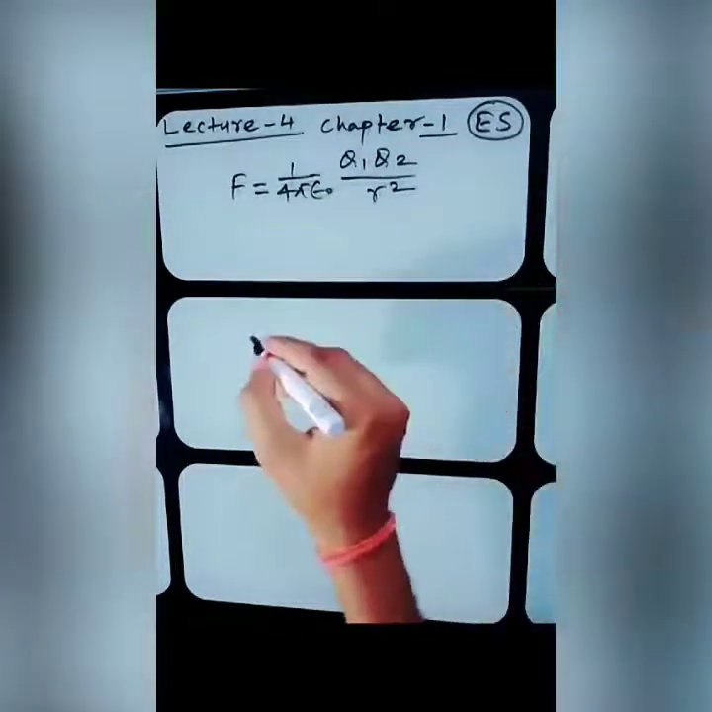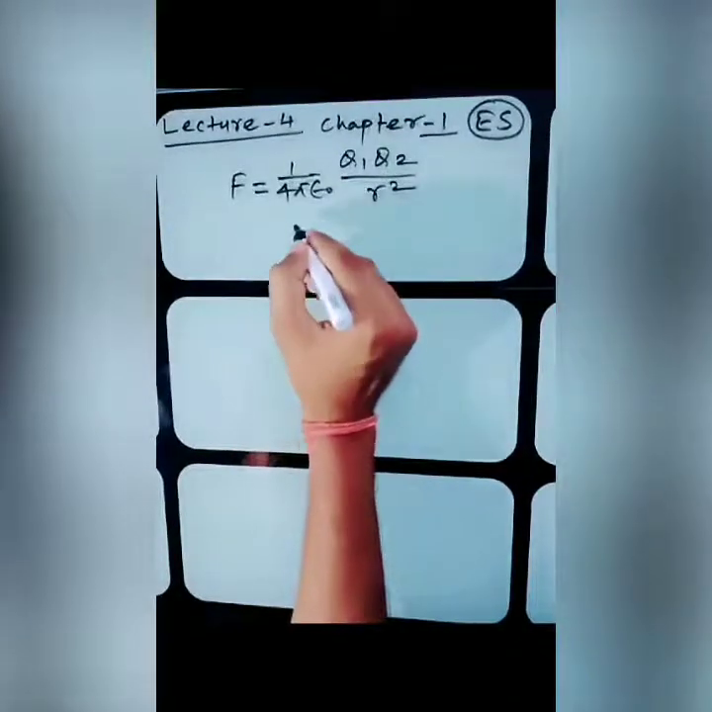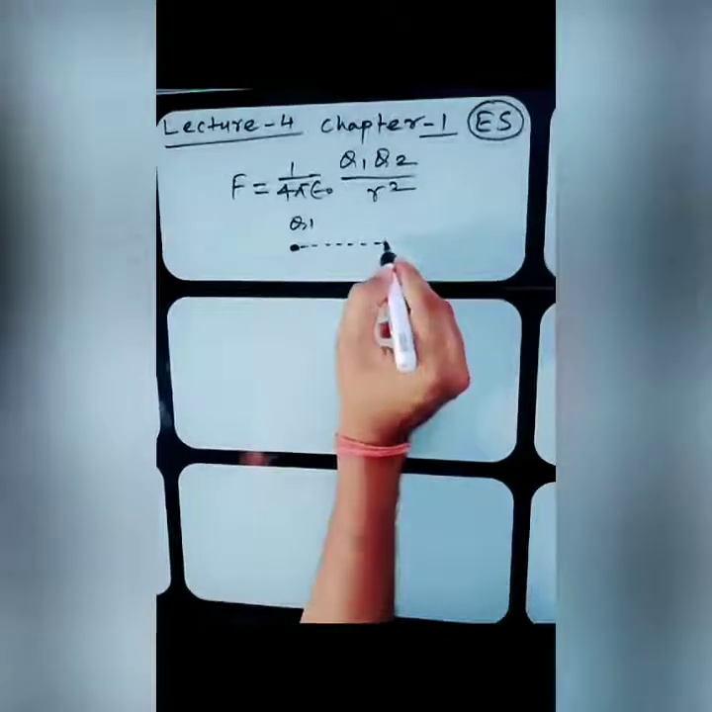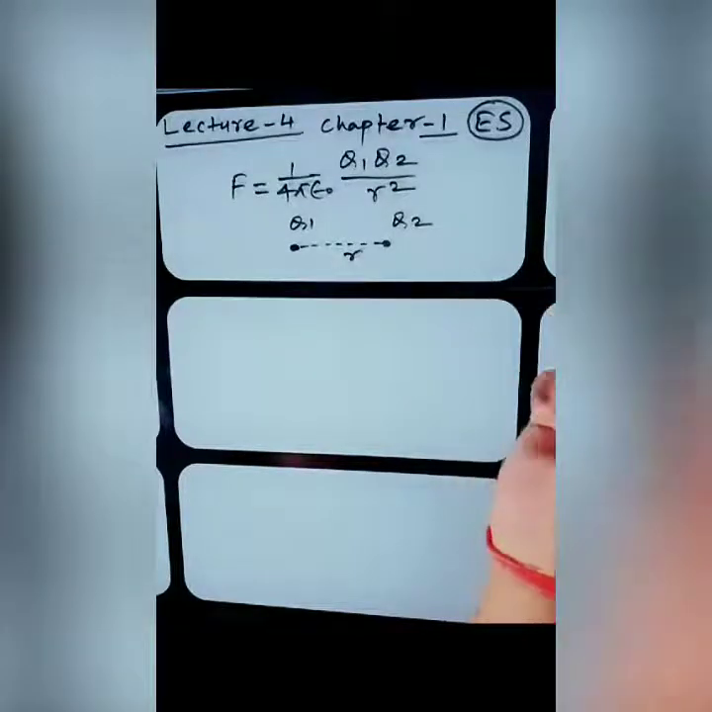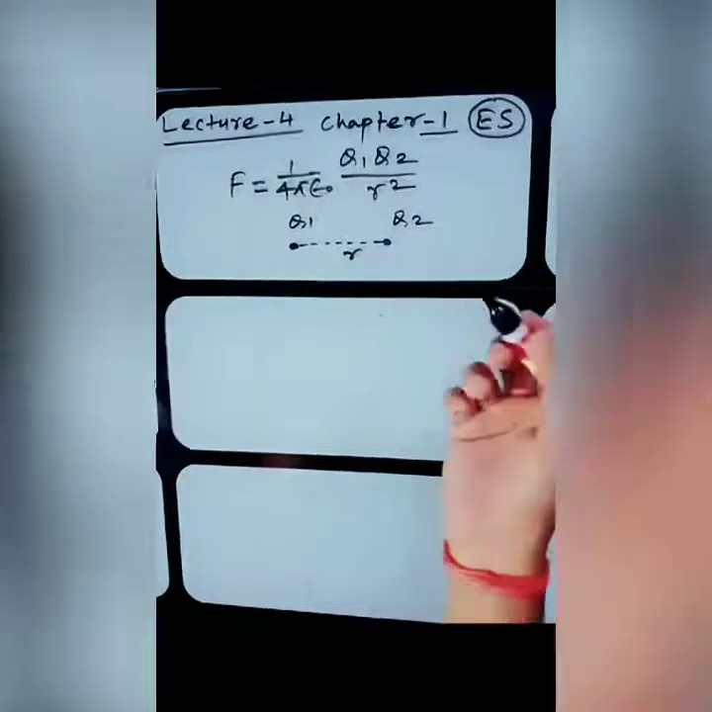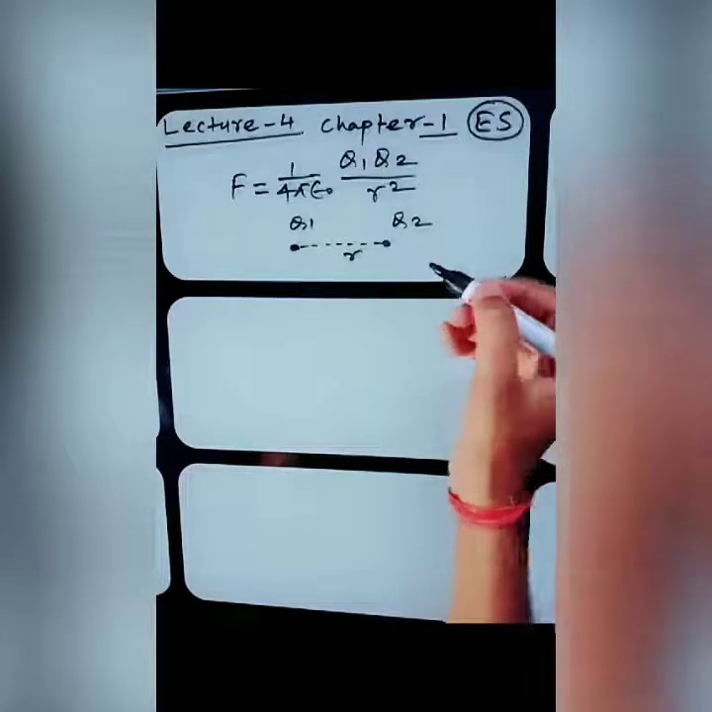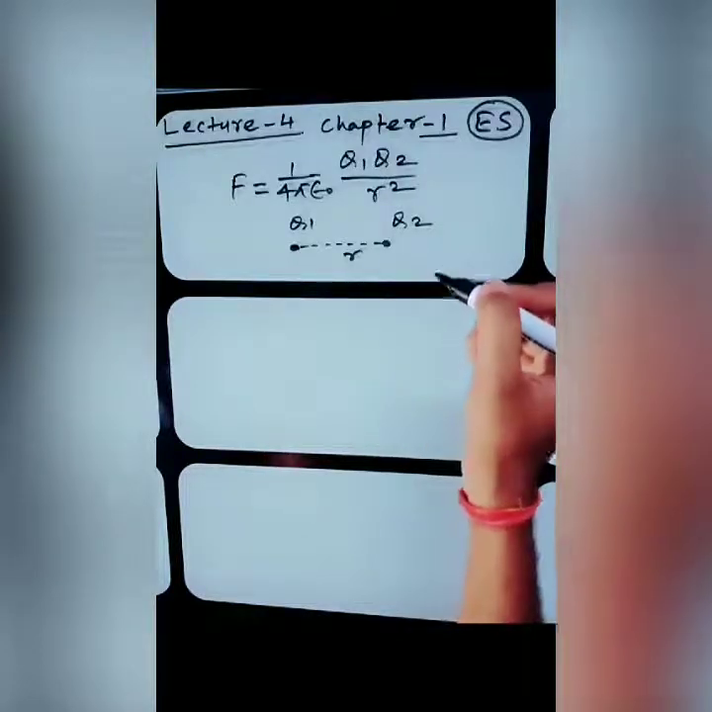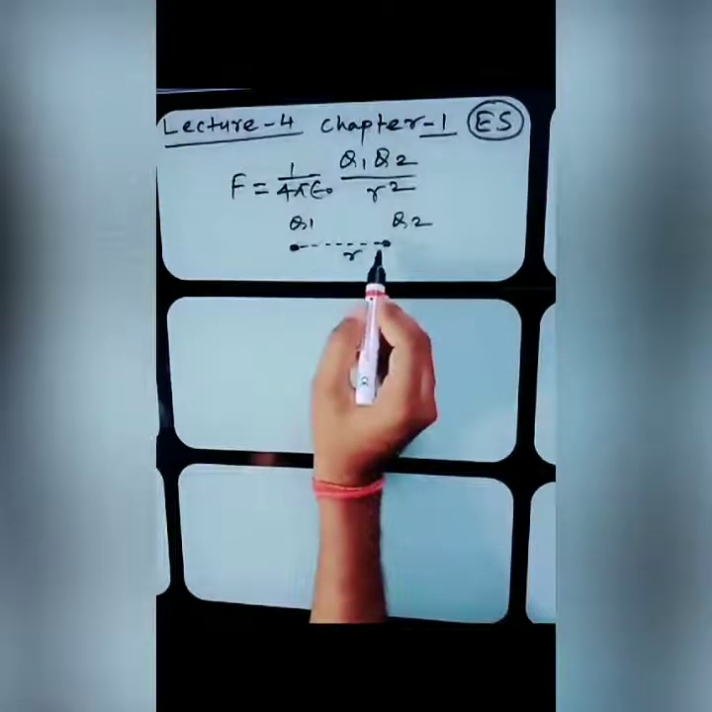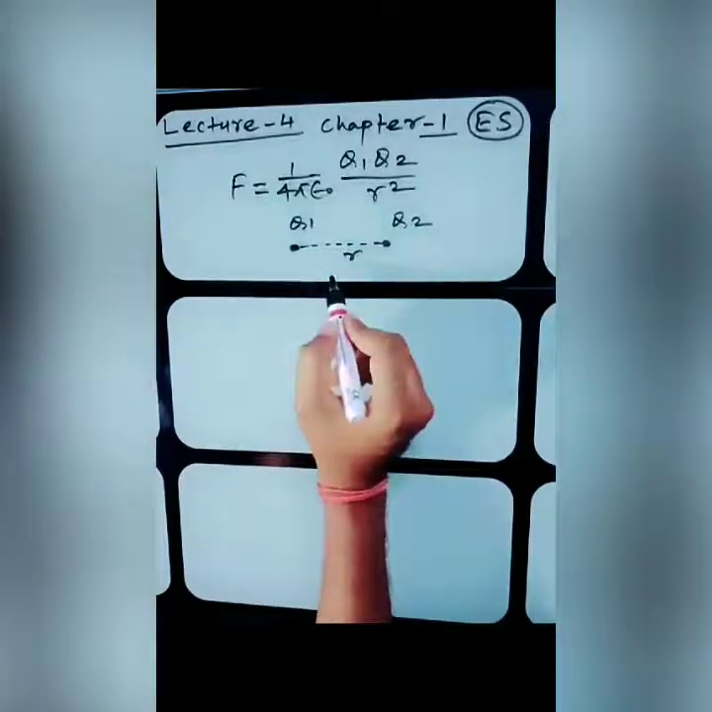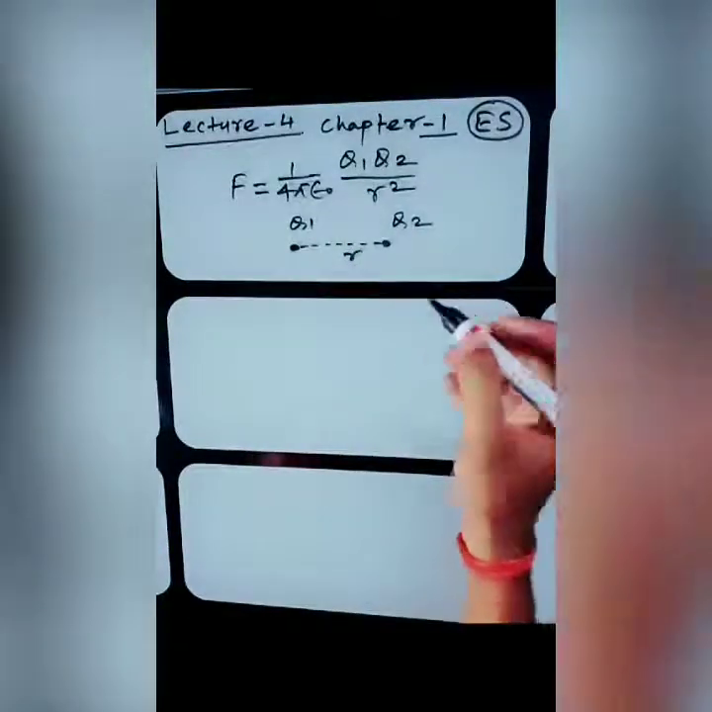Let me recall, students: Q1 and Q2 are the two point charges separated by a small distance R. It would be better, if you missed the previous lecture, to kindly go to the previous video. Here two charges are separated and the force we got in magnitude is 1 over 4 pi epsilon naught Q1 Q2 over R square.